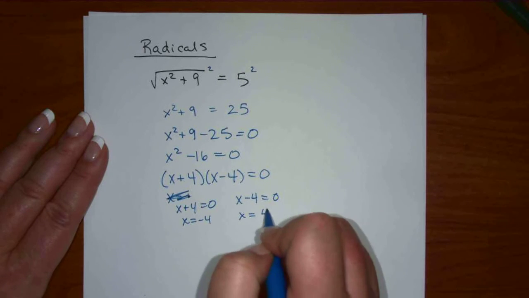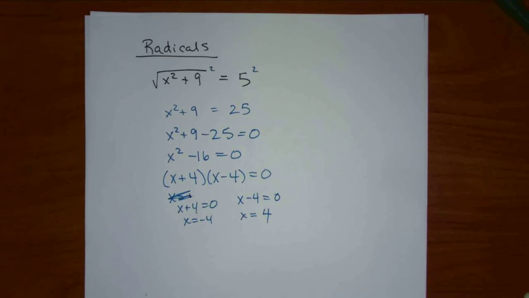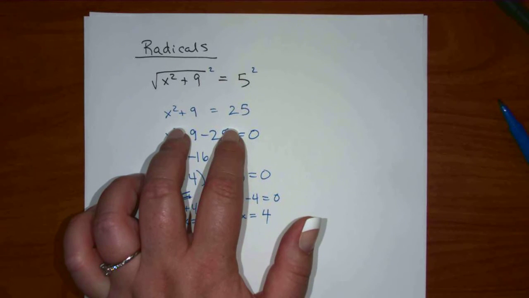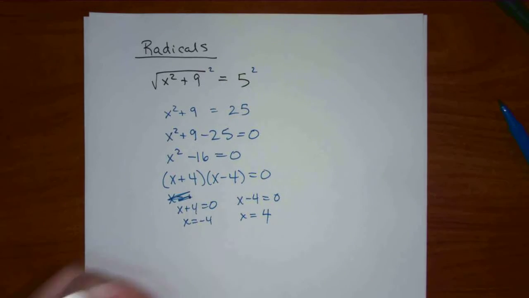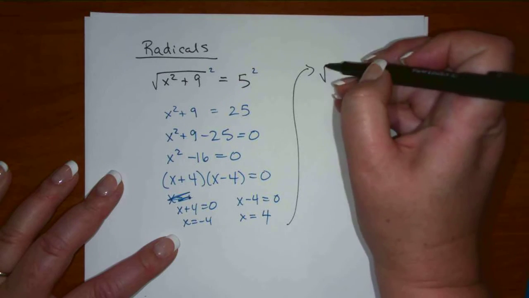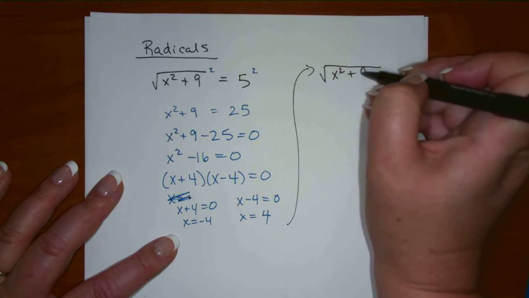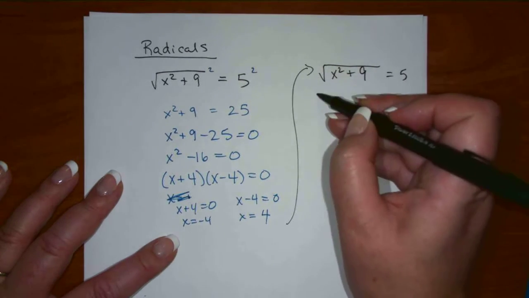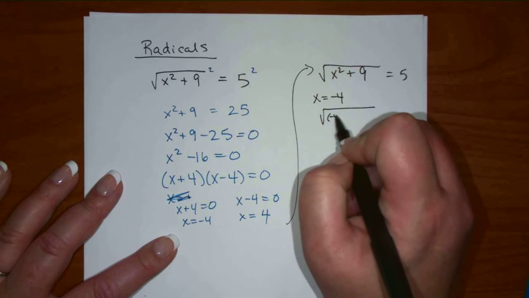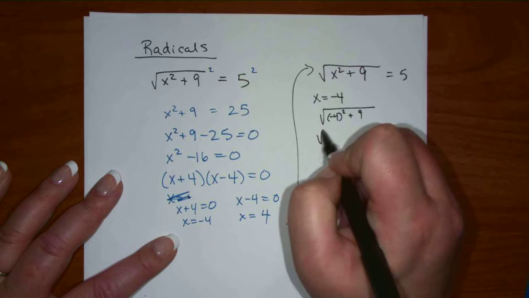Now, what's the rule with radicals? No matter what, you have to check your answer. Because once we squared both sides and we're solving this, it might give us something that's negative. We always have to go back and check our answer. These ones are both going to work. I know already that they're going to work. So if we check minus 4, that's the iffy one really. What's minus 4 squared? 16.